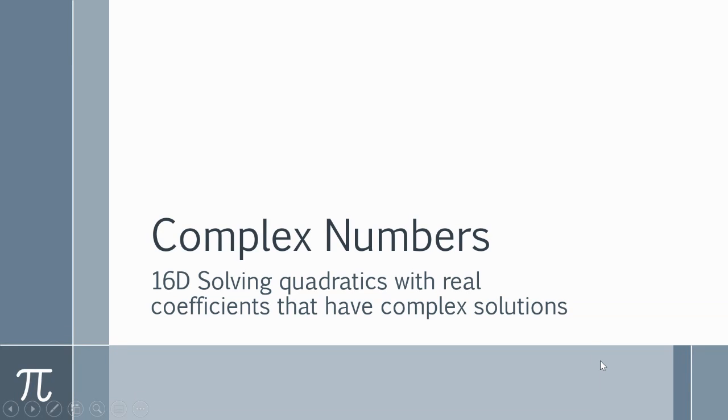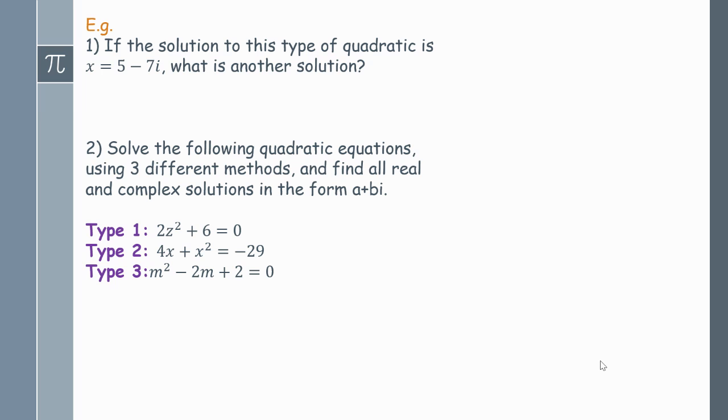So this is our last example for 16D, where we're solving quadratics that have real coefficients, but sometimes they'll have complex solutions. We're going to do the last problem here with completing the square. So we have to solve m squared minus 2m plus 2 equals 0.